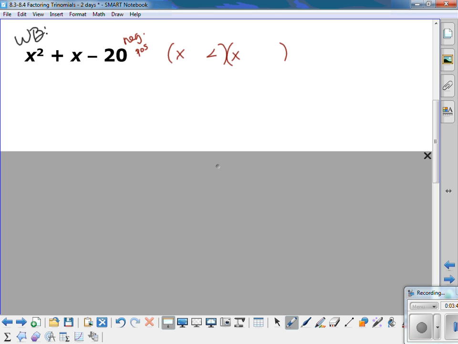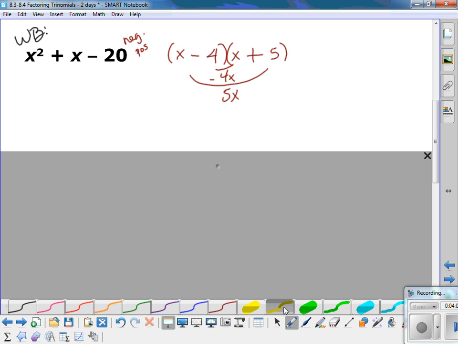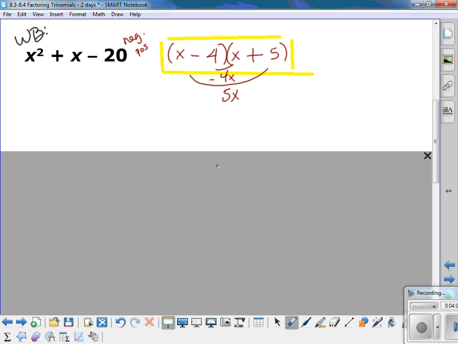4 times 5. So 4 times x gives me 4x. 5 times x gives me 5x. So if I want it to be a positive 5x, what has to be negative? The 4 has to be negative. And the 5 has to be positive. Okay? You understand now, Tony?